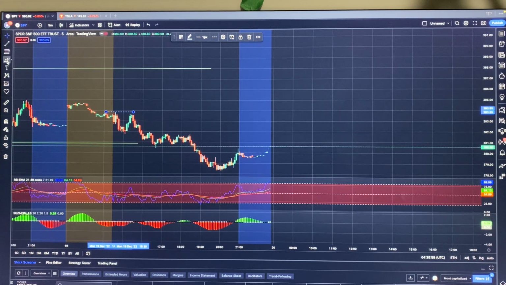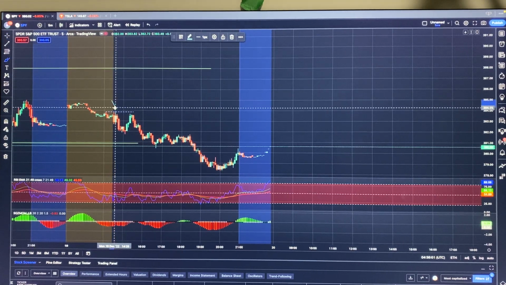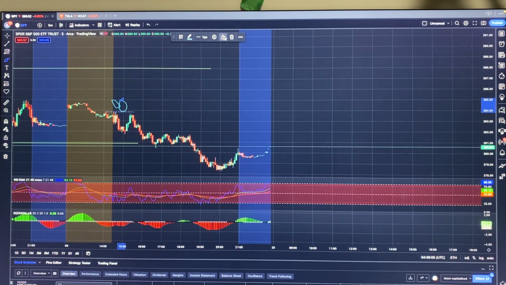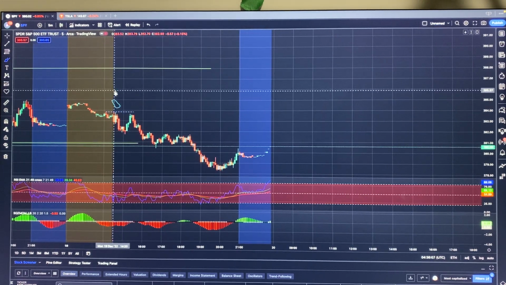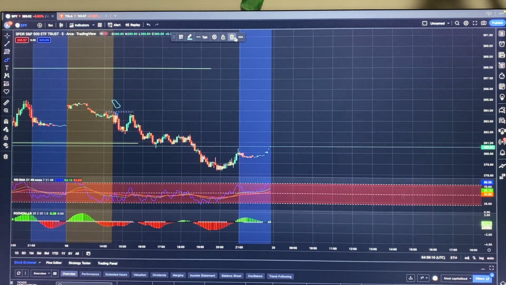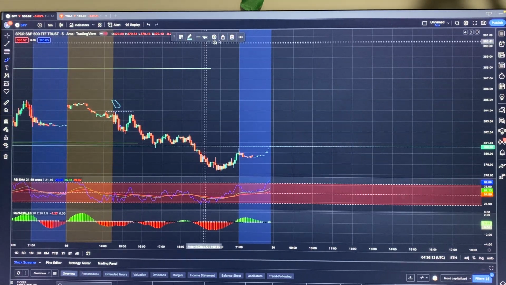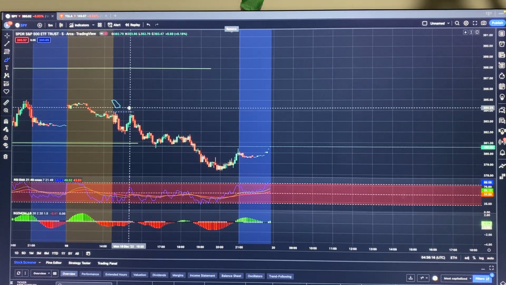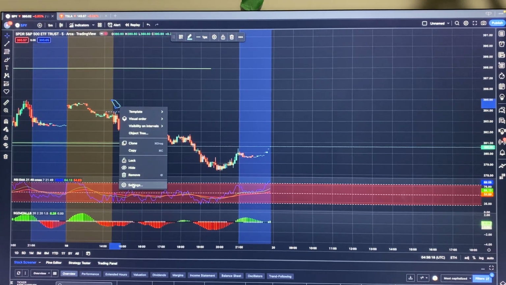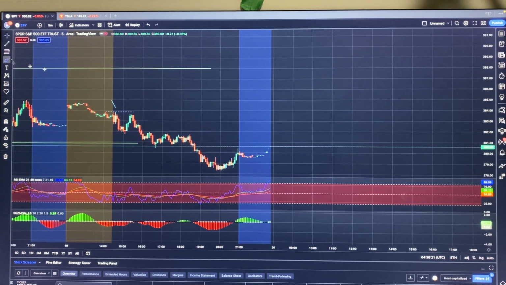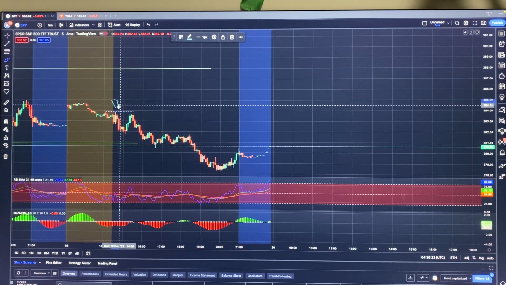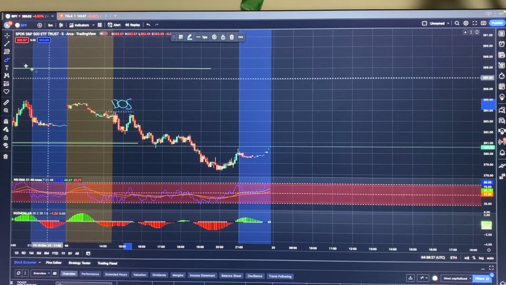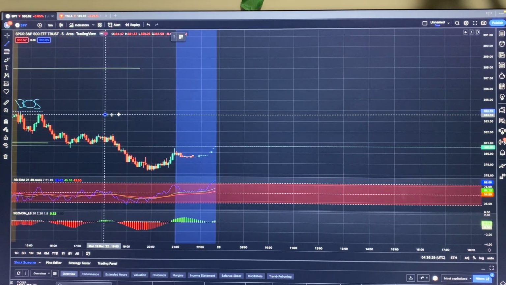We can see what we call BOS, break of structure. Hold on a second. Let me just, how do I delete this? Okay, I got it. Break of structure right here. BOS.